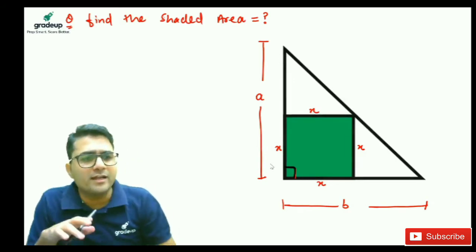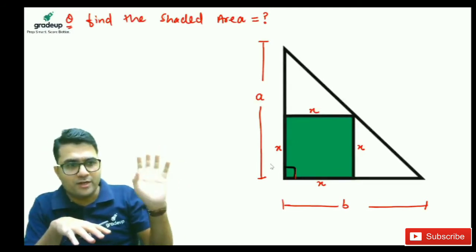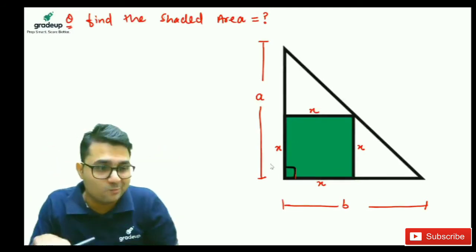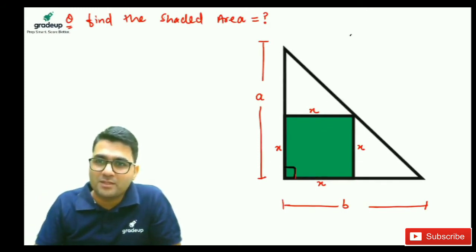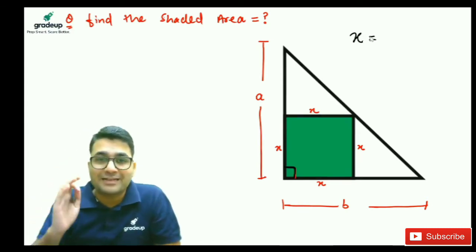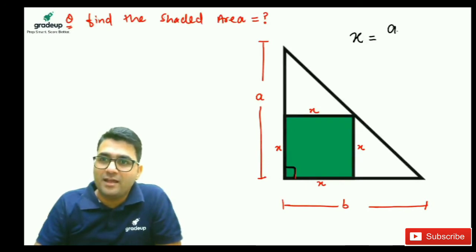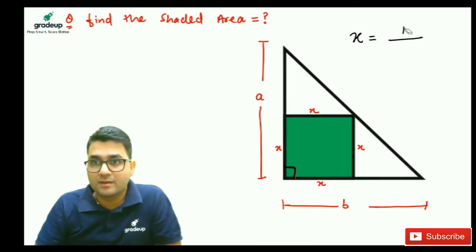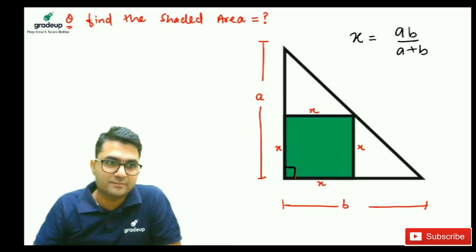Yes, Venkat, in case of shaded area questions, they will provide you the diagram for sure. So in such type of question, always remember this formula. The side of the maximum size square is a into b upon a plus b.